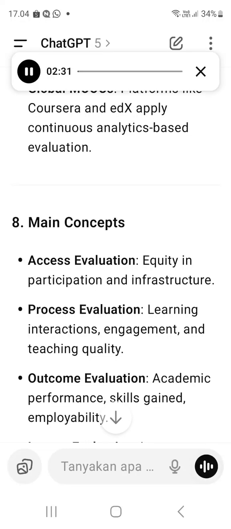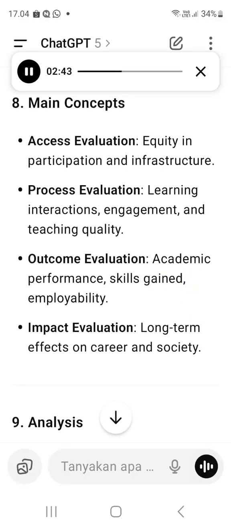8. Main concepts. Access evaluation: equity and participation, and infrastructure. Process evaluation: learning interactions, engagement, and teaching quality. Outcome evaluation: academic performance, skills gained, employability. Impact evaluation: long-term effects on career and society.